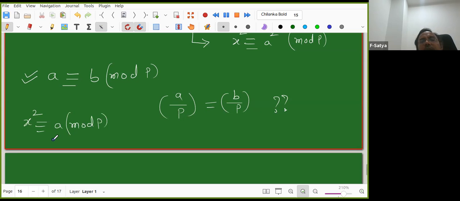For example, if it has a solution, what does that mean? x naught square is congruent to a mod p. But a is congruent to b mod p. By transitivity, b is congruent to x naught square. So b is also a quadratic residue. If one does not have a solution, the other does not either. So this is true, and that is the reason I need not go beyond p. It is sufficient to check only from 1 up to p minus 1.